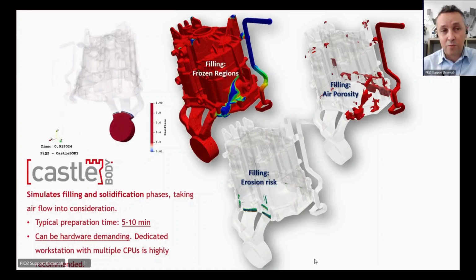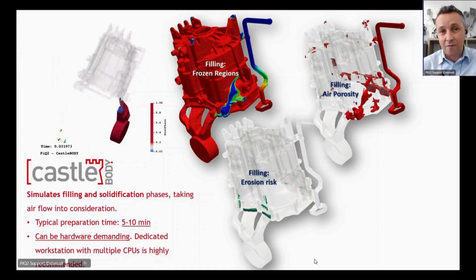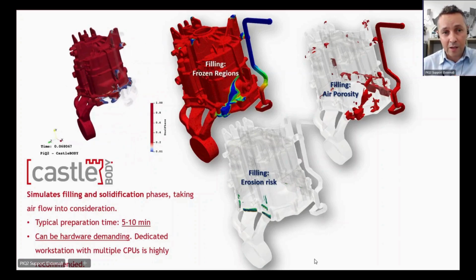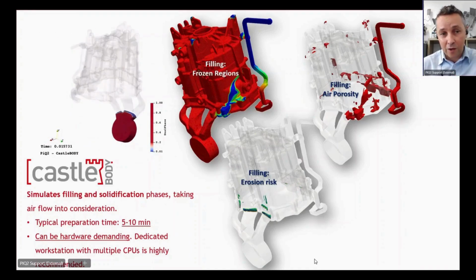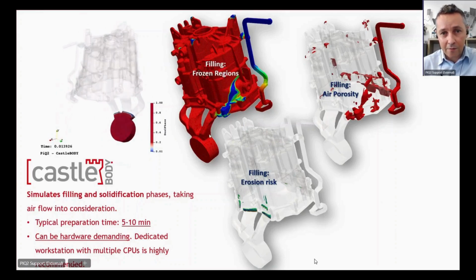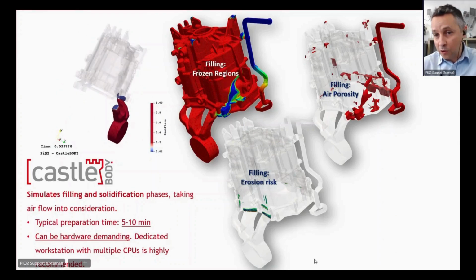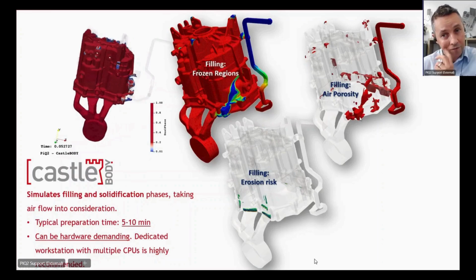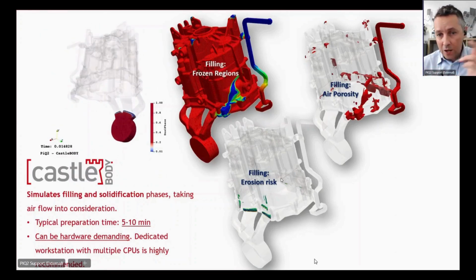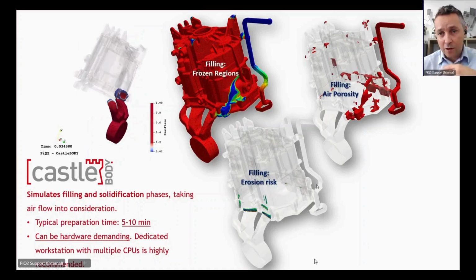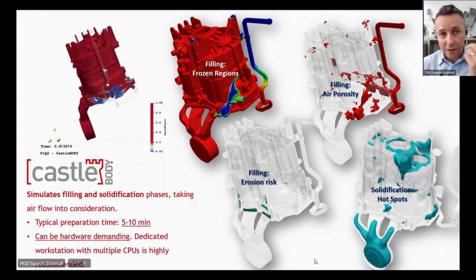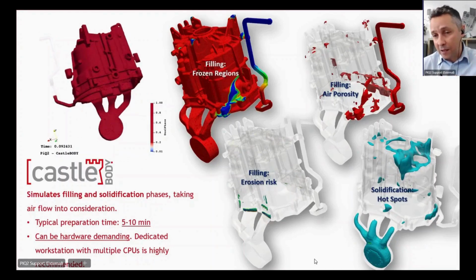Preparation time of a simulation in CastleBODY is still very, very easy. Always only geometrical parameters or foundry parameters are requested. Typical results are frozen region, air porosity location, so at the end of the filling you can find where air is. Erosion risk, but then you have oxides, you have hot spots from the solidification simulation, and many other results.